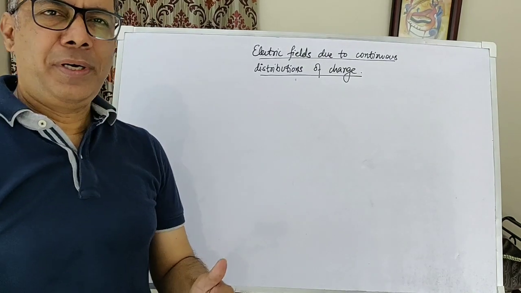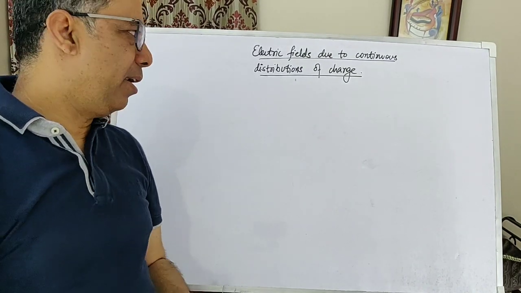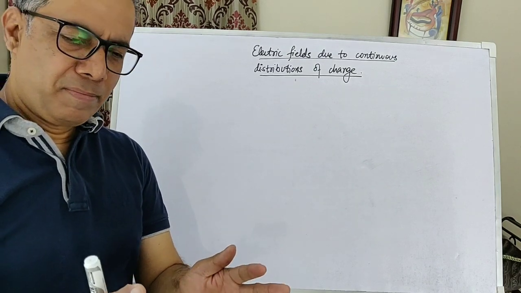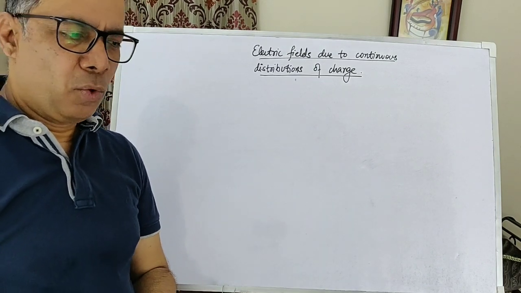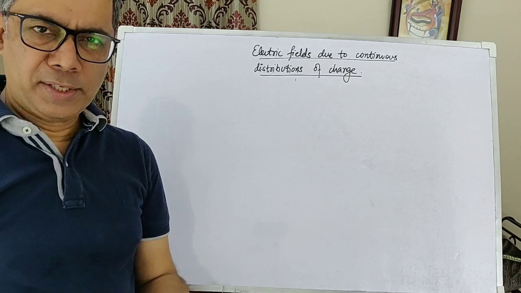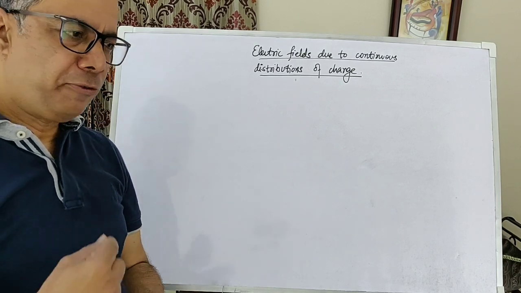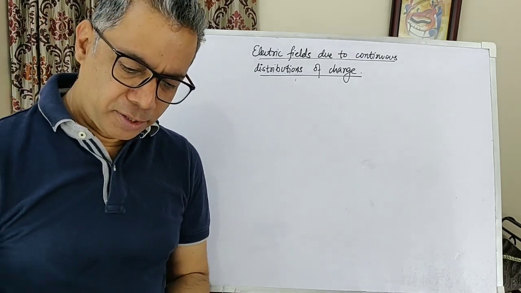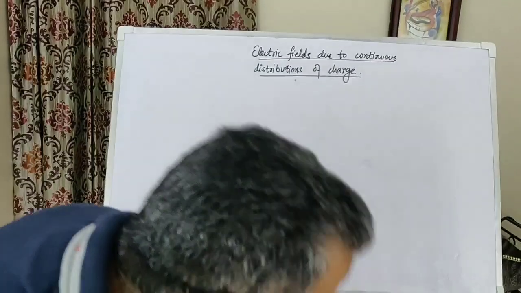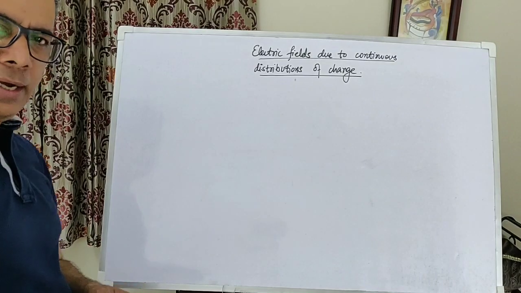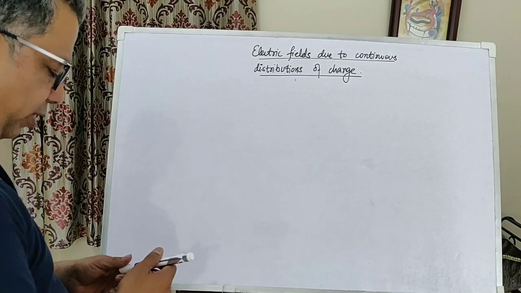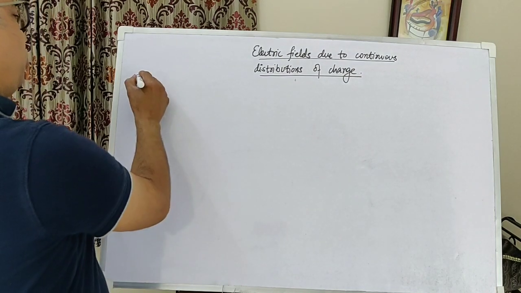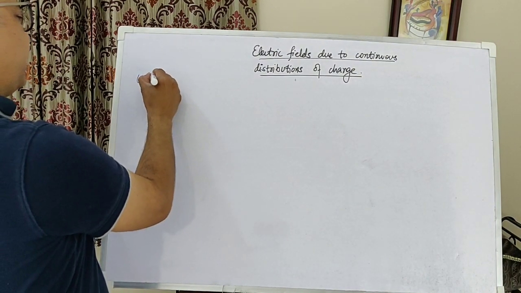Now the description may not make it very clear to you, so what we are going to do is try and understand this with some actual examples of field calculation due to continuous distributions of charge. And the first example that we will take is that of a uniform circular ring.